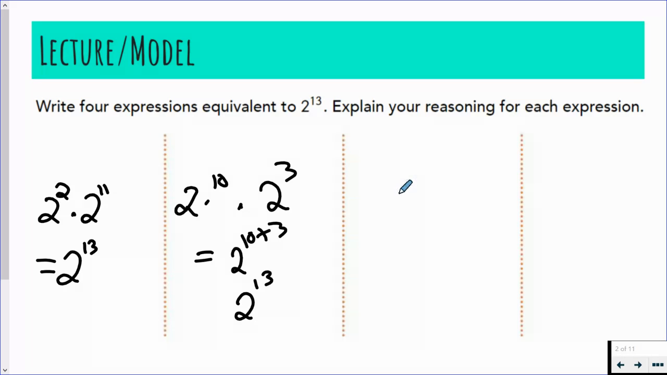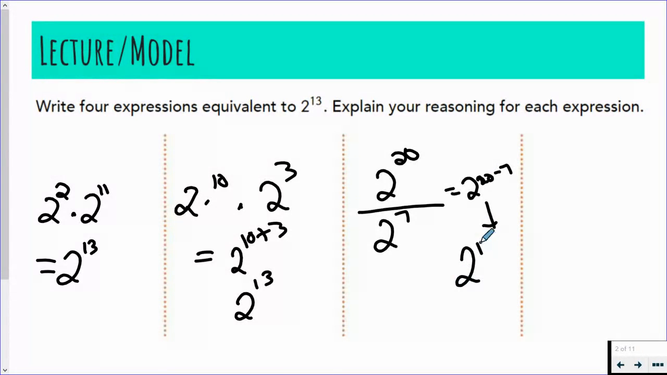Now let's think about division rule. Remember, we're going to be subtracting the exponents when we're dividing. So if, say, I had 2 to the 20th on top and 2 to the 7th on the bottom, I know that I would be subtracting those exponents. Oh, that kind of looks like a 30. That is a 20. I would have 2 to the 20 minus 7, which would give me 2 to the 13th. I could also think of any other subtraction combo. I could do 2 to the 15th over 2 to the 2nd, which would also give me 2 to the 13th. So just a little warm up there about how we can use those rules to make the same expression.